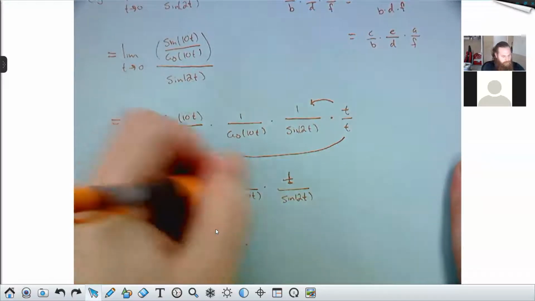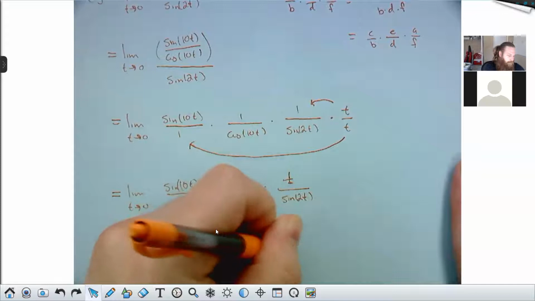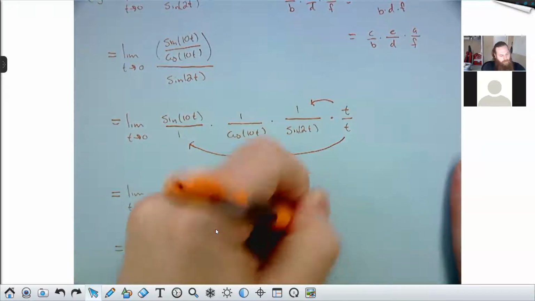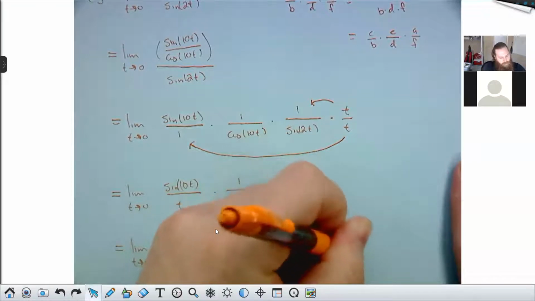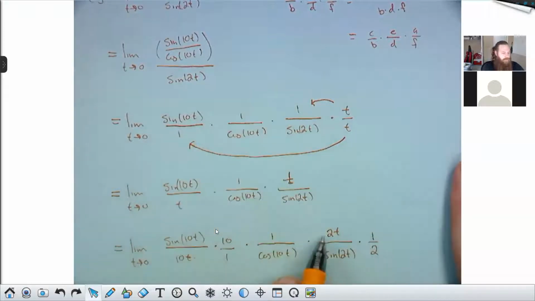And then I still have this piece, this 1 over cos of 10t, but I'm not really worried about him because we know he's going to go to 1. And then here, I want this to be a 2t to match the sine of 2t down there. So I'll say, okay, this is 2t over the sine of 2t, but I need to have something to cancel that 2 to make it equal to this.